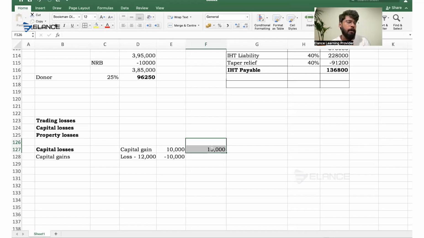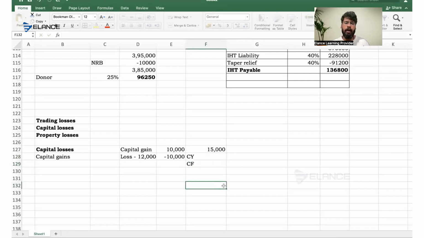So if in a particular single accounting period, current year and carried forward capital losses are to be set off together, we should consider the current year's loss first. The first priority we should give to the current year's loss. Then if the gain is still remaining, we can set off the carry forward loss. It is the order we should follow while setting off the capital losses against the capital gain. Okay, so that is all about the capital losses in corporation tax.